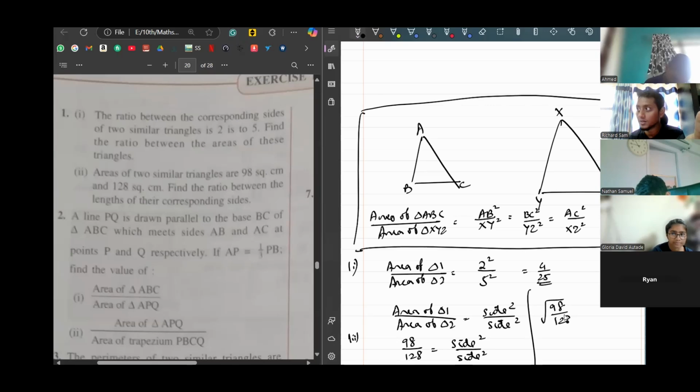Before that, you should see if you can cut these numbers. 98 and 128 can both be cut in two tables. If you cut in two tables, it will be 49 upon 64. Now 49 and 64 are perfect squares, so you can find the square root of this. Therefore, side upon side will be 7 upon 8. The square root of 49 is 7, the square root of 64 is 8. That's your answer.